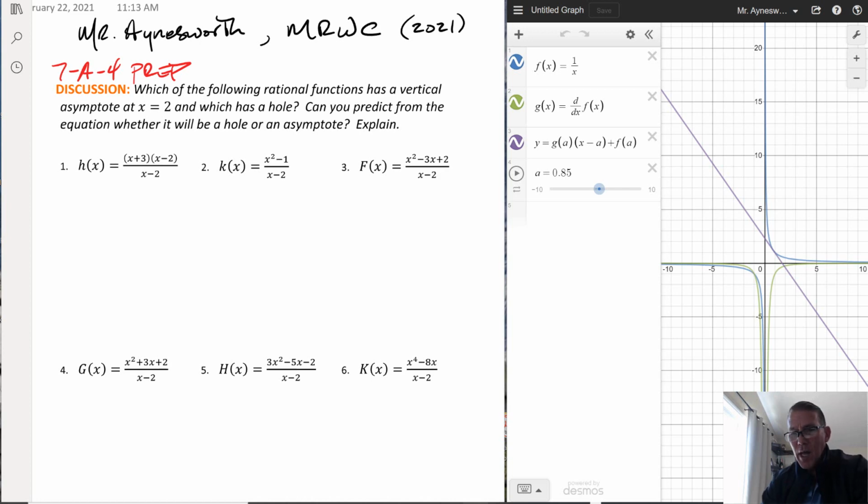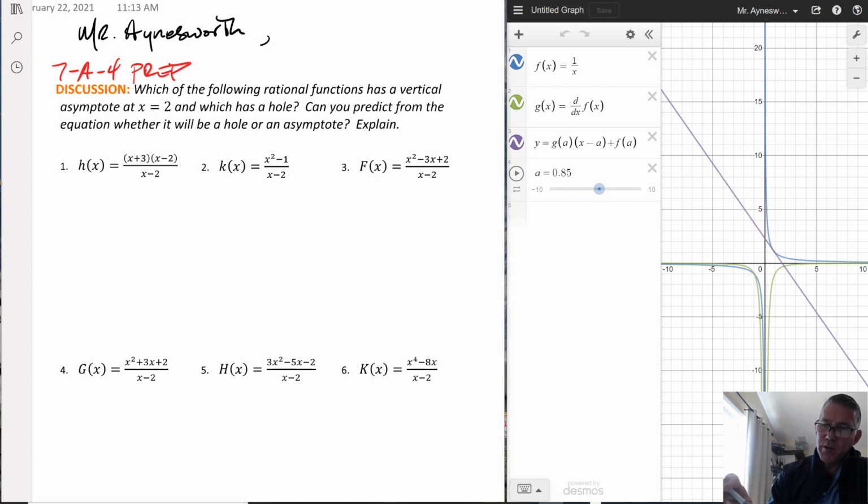It's actually quite cool. We're going to be using Desmos here for our activity, and what we want to do is learn about when does a function have a hole versus an asymptote, and where does a hole occur, where does the asymptote occur based upon its domain, and can you predict whether a function here will have a hole or an asymptote. So how do you do that?